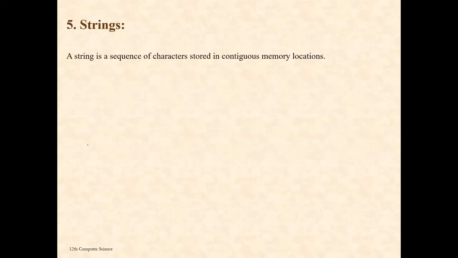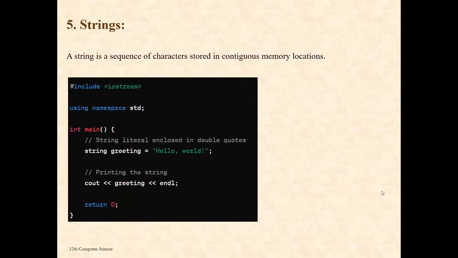String. A string is a sequence of characters stored in contiguous memory locations. Suppose I want to store a string whose name is CLASSES, classes. This is a group of characters. So a string is a sequence of characters stored in contiguous memory locations. Okay, now we will see the example.